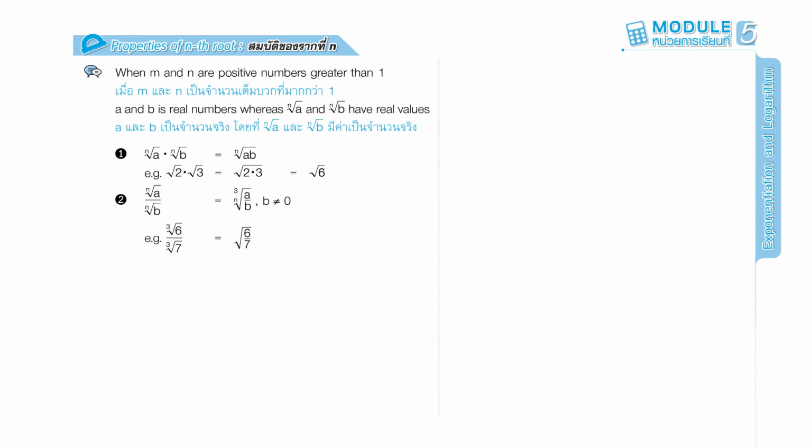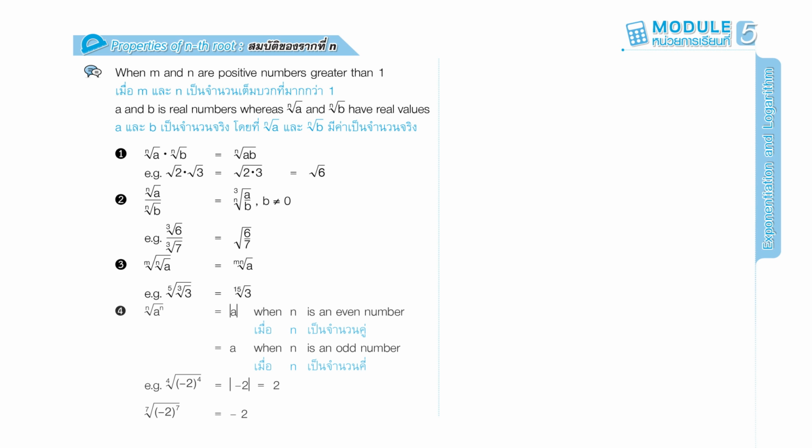2. The n-th root of a over the n-th root of b equals the n-th root of a over b, where b does not equal 0. Example, the third root of 6 over the third root of 7 equals the third root of 6 over 7. 3. The m-th root of the n-th root of a equals the mn-th root of a. Example, the fifth root of the third root of 3 equals the 15th root of 3.